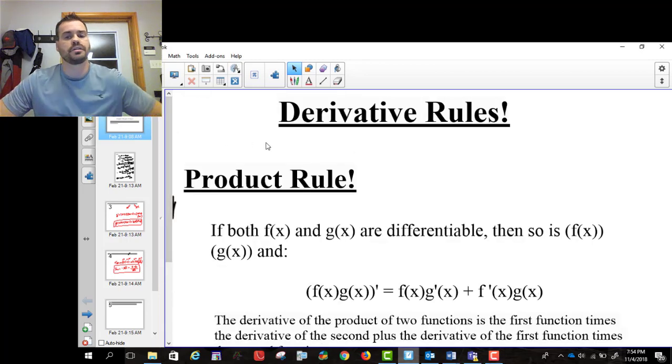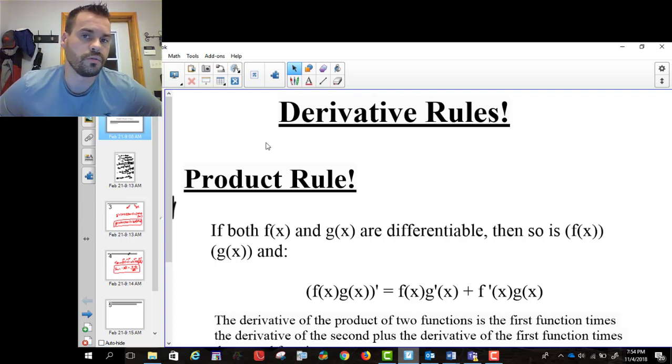So we're going to continue our discussion of derivative rules with the next rule, which is called the product rule. And you probably guessed it has something to do with products. So we've talked about the power rule, the constant rule, the constant multiple rule, and the sum and difference rule. But that doesn't cover all the different functions we're going to see. So this product rule covers products. What happens if you have something times something?